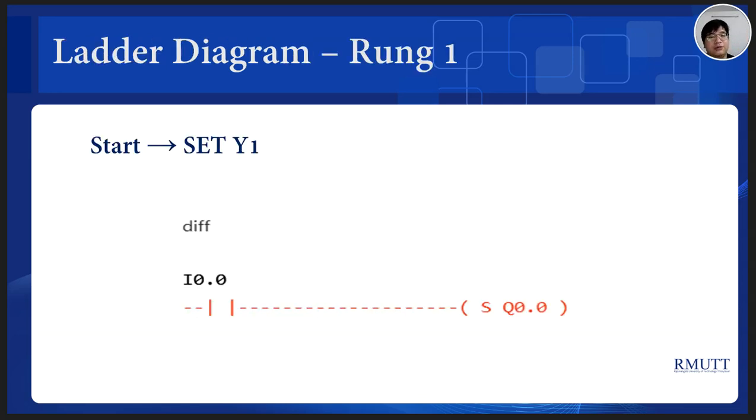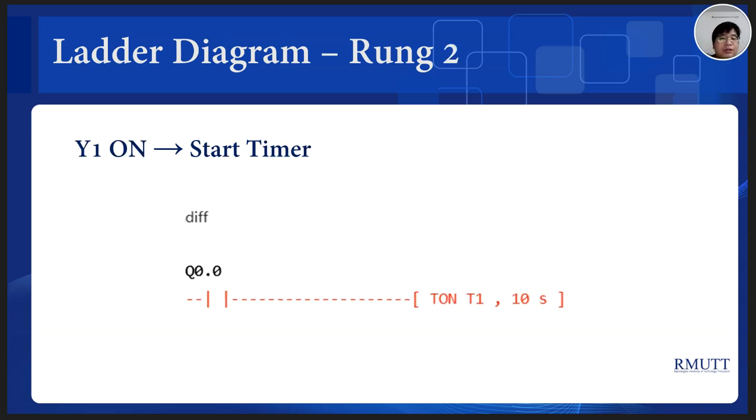Rung 1 controls the piston extension. When the start button is pressed, we use the set instruction to activate Y1. The set instruction keeps the output on even after the button is released. This creates a holding function.